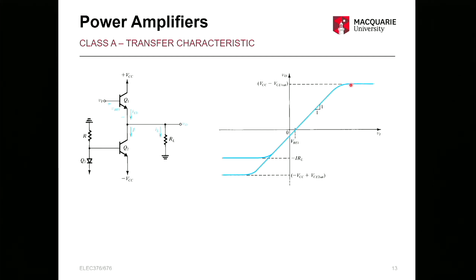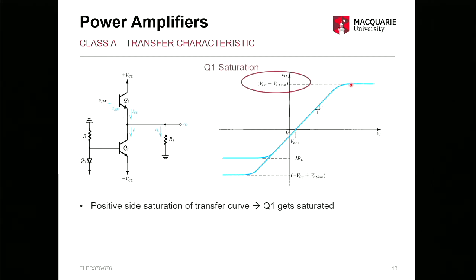We also have saturation. This positive side saturation comes from the Q1 saturation point, so this is the VCC minus the VCE sat. Whatever that voltage is, often a question will give it to you, might be 0.3 volts. If it's not given, you can typically assume it's 0. In which case your theoretical maximum, if you had a perfect transistor, would just be VCC.